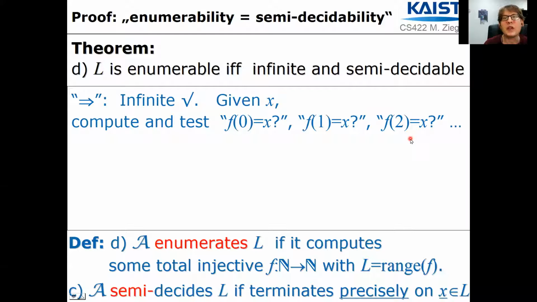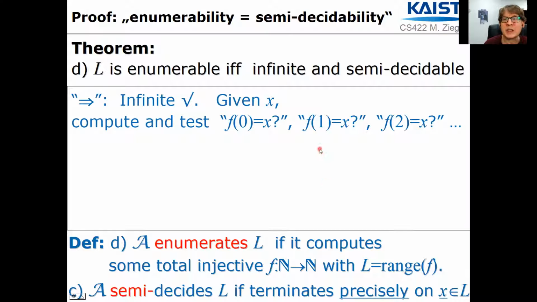And once a coincidence occurs, that means that our input indeed belongs to the range of this function, belongs to L, and then we construct our algorithm to terminate, which is precisely the definition of semi-deciding, namely it must terminate for inputs which belong to L.